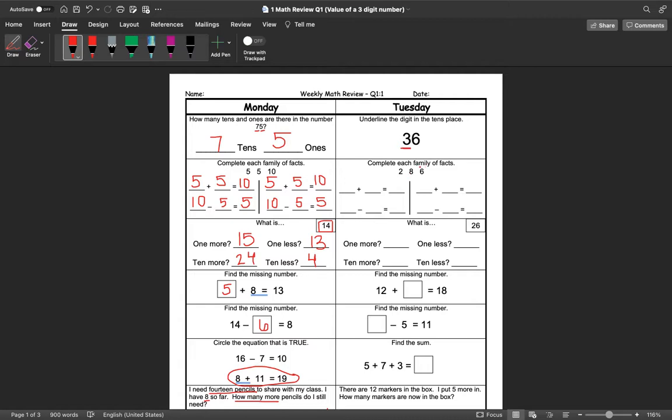All right, complete each family of facts. So this is just like these over here, except this time we have 3 different numbers. So in addition, we're going to use our 2 smaller numbers. So 2 plus 6 equals 8. And then we can come over here and flip-flop and say 6 plus 2 equals 8. In addition, the big number comes after the equal sign.